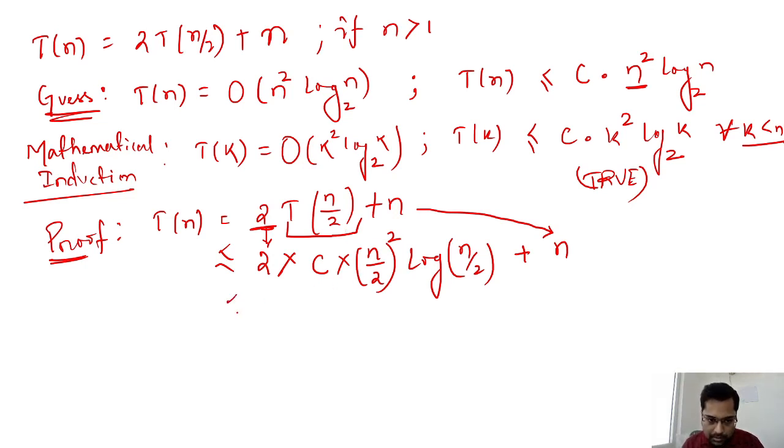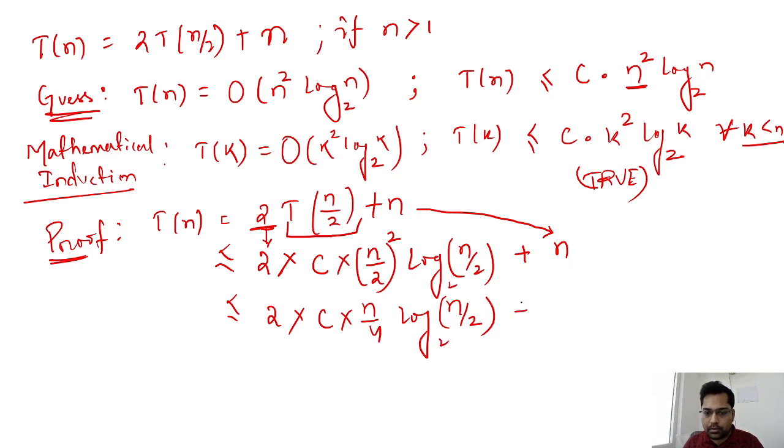Next, 2 you keep as it is, c into n by 4 because it's squared, and log n by 2. And the base is 2, I told you. Now n as it is, you keep. Then 2 got cancelled. Now to simplify that, it could be c into n by 2 log n by 2 plus n.